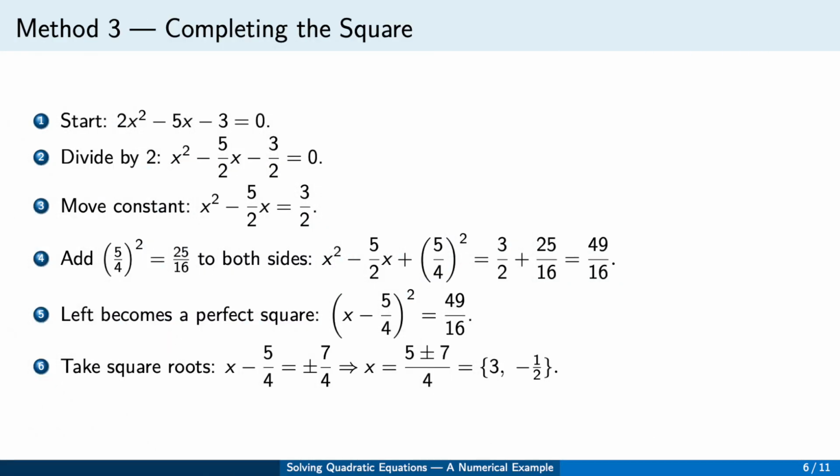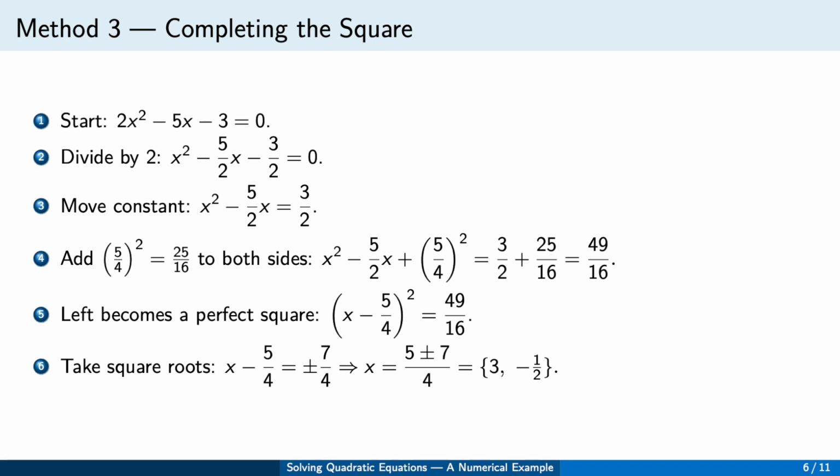Referring to point number 1, begin with 2x squared minus 5x minus 3 equals 0. Referring to point number 2, divide through by 2 to get x squared minus 5 halves x minus 3 halves equals 0. Referring to point number 3, move the constant to the right. x squared minus 5 halves x equals 3 halves.